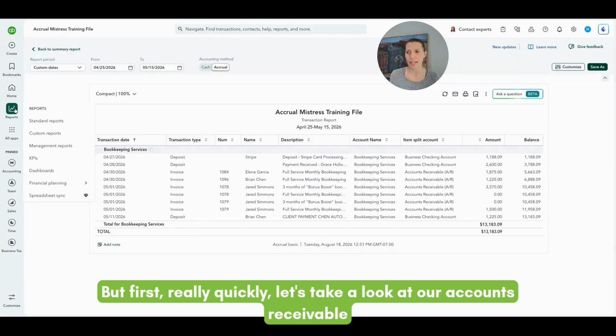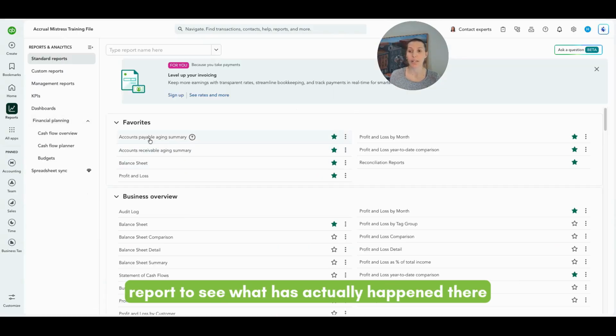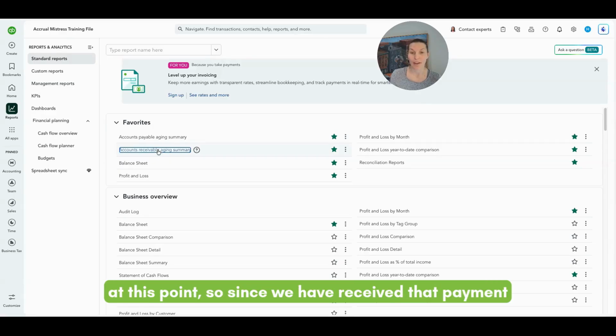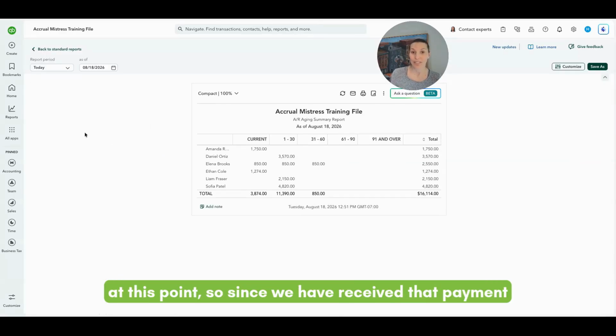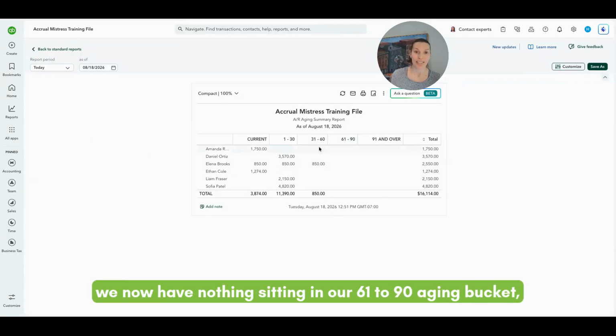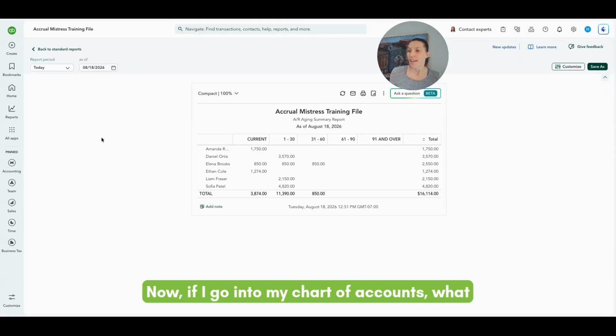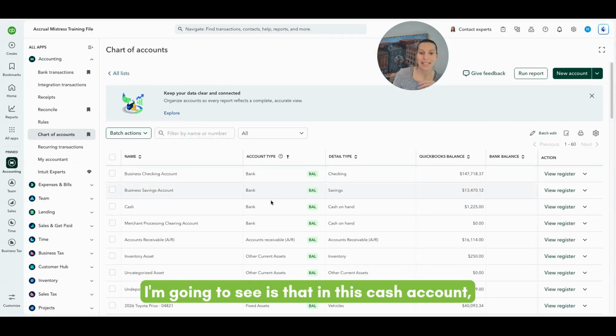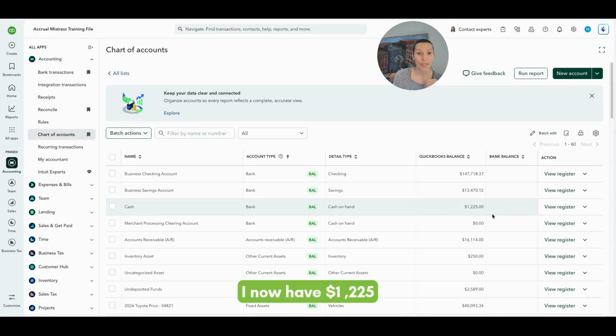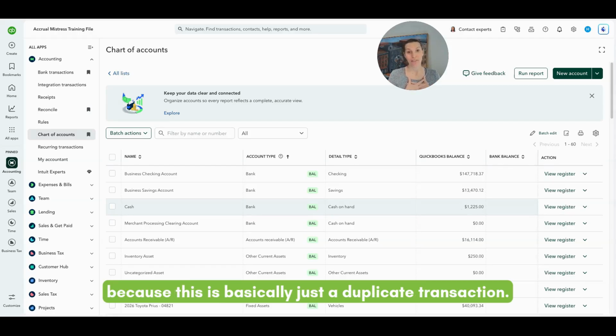But first, really quickly, let's take a look at our accounts receivable report to see what has actually happened there at this point. So since we have received that payment from Brian Chen and put it to that cash account, we now have nothing sitting in our 61 to 90 aging bucket, which is exactly what we would expect to see, okay? Now, if I go into my chart of accounts, what I'm going to see is that in this cash account, I now have $1,225 that I actually know I don't have because this is basically just a duplicate transaction.